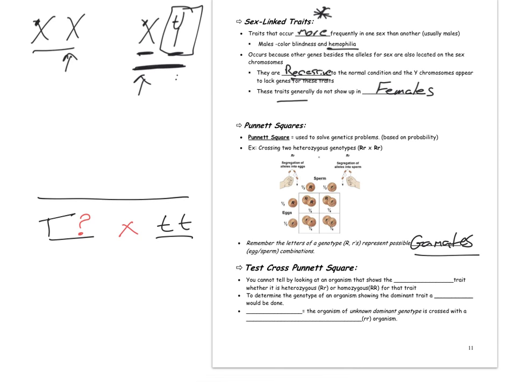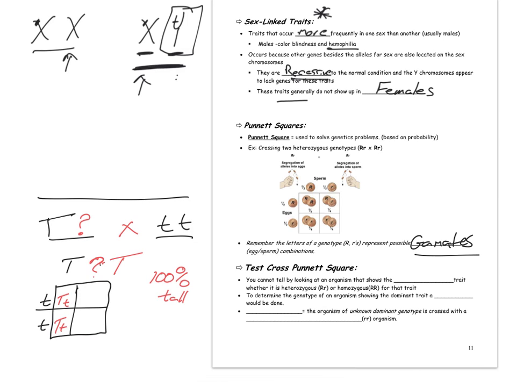Because when you do that, you have big T question mark and you're crossing it with a little t. There's only two possibilities, right? It's going to be either a small t or a big T. So you know that at least 50% are going to be heterozygous because you know it's tall. So 50% tall. If you do this 1,000 times and you get 100% tall, then you know that this second allele is probably a big T, because then you get 100% tall.